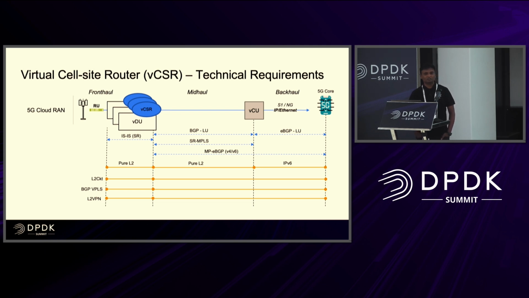For the front haul, generally layer 2 or layer 3 is used, and for the mid haul and back haul, layer 3 is the choice. Segment routing is very popular here. For overlay services, people use VLANs using different layer 2 technologies like L2 VPN, VPLS, or VPWS.